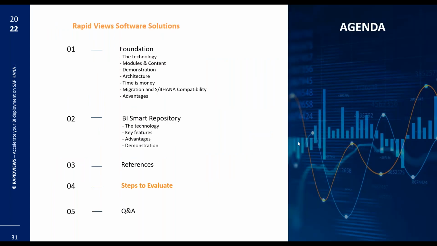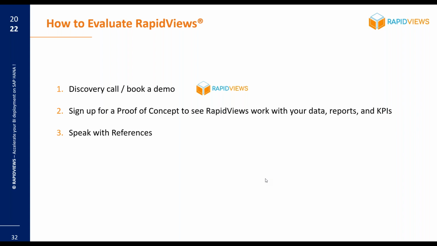Actually, I had only these 2 examples. Now, if you are thinking today about whether Rapidviews could be helpful within your environment, how do you evaluate our software solution? Let's go through some steps. First, call us and book a demo via our web page, or directly by email or LinkedIn. Then sign up for a proof of concept to see how the Rapidviews works within your environment, in your test environment with your data, your reports, and your KPIs. This proof of concept takes about 5, maximum 10 days.